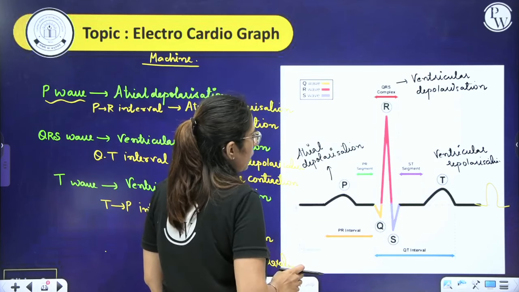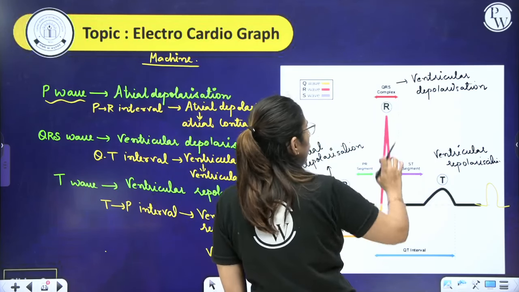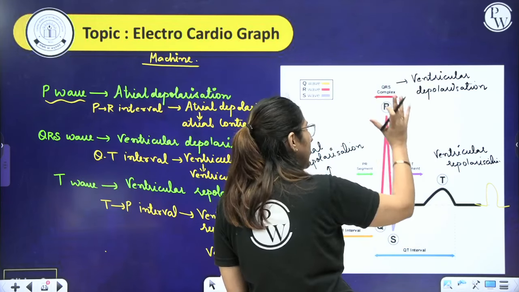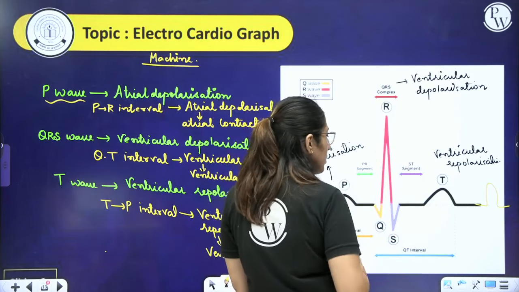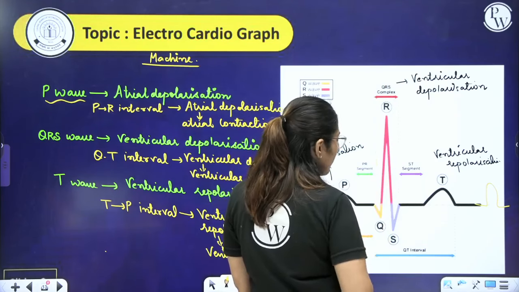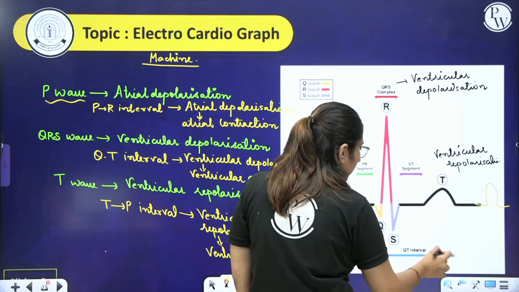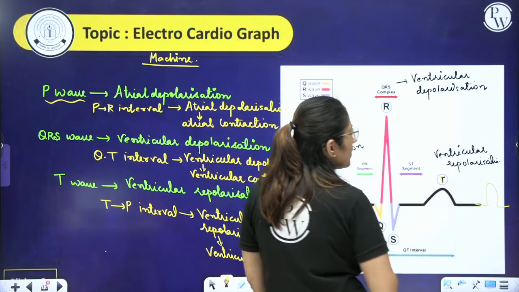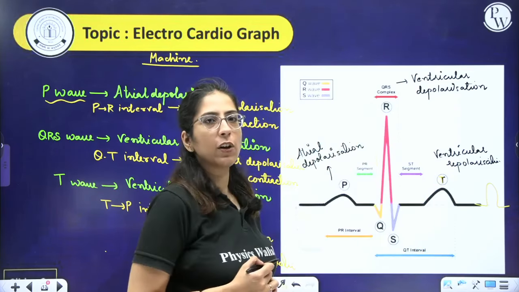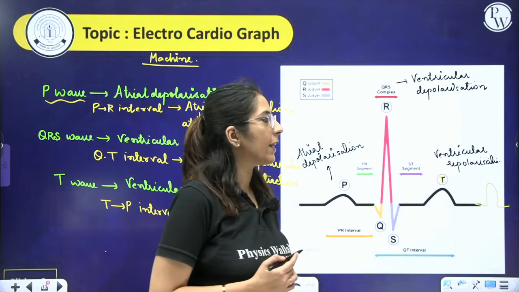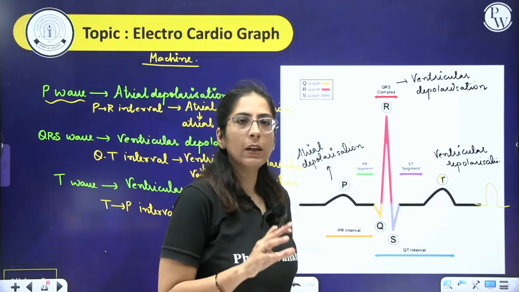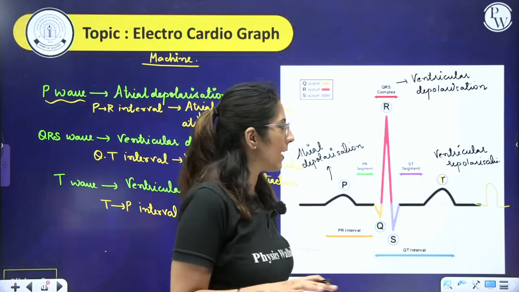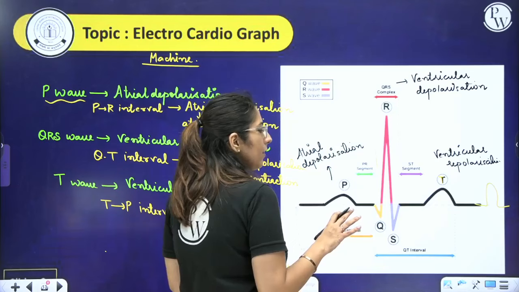Clear, PR interval. Now, after the Q wave, the QRS complex, this jerk, indicates the ventricular depolarization. Now, there will be a ventricular contraction that is indicated by the QT interval. So, this is how it will go. Next we have the T wave. The T wave is ventricular repolarization. Repolarization means the ventricles will start relaxing. Clear? Hope it is clear.